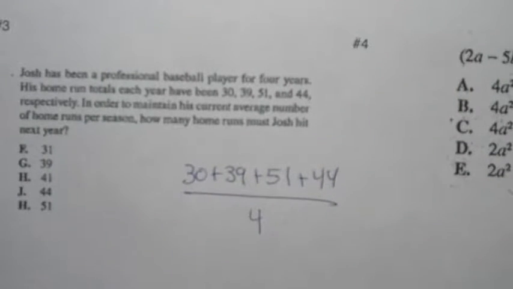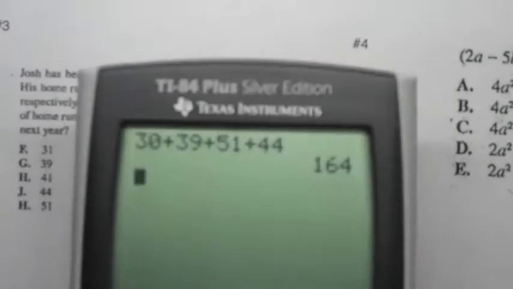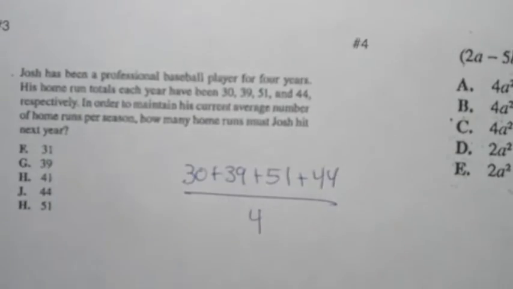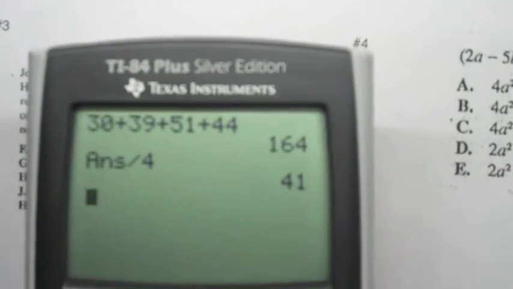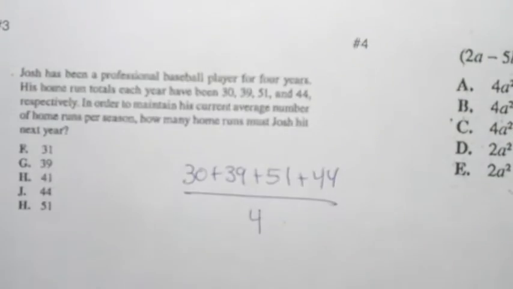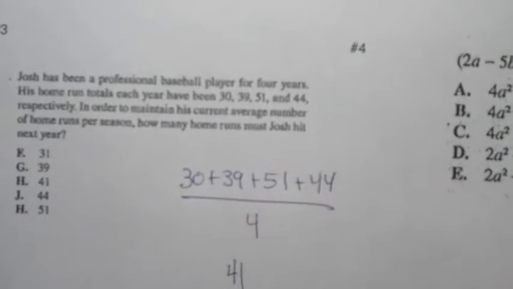When you add up the numbers, it's important that you hit enter. You actually get the total before you divide. So I added them up. I got 164. Now I'm going to divide by 4 and get 41. If you divide all at once, it's not going to give you the right answer. So his average is currently 41.